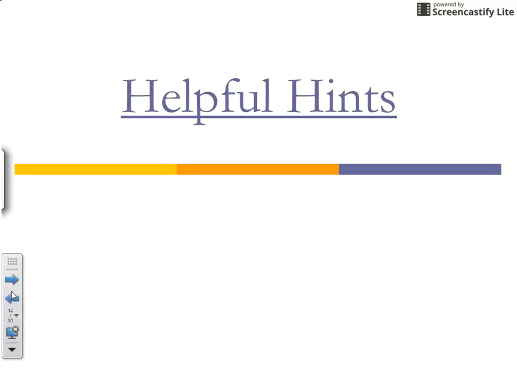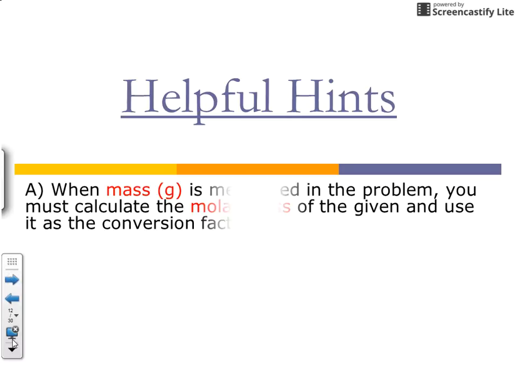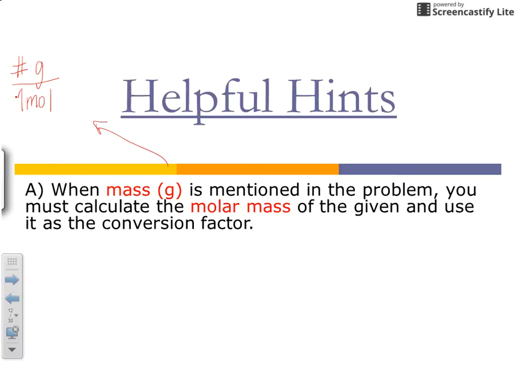Before we do some of our calculations, I want to give you some helpful hints for the calculations we're looking at today. First of all, when mass is mentioned in your problem, if you see mass or the unit grams, then what you're going to need for your conversion factor is the molar mass. If you recall from yesterday, when you calculate the molar mass, the number will always be beside the unit grams, and it's always grams per 1 mole. Now, this is always per 1 mole. So understood 1, it's like a counting number.